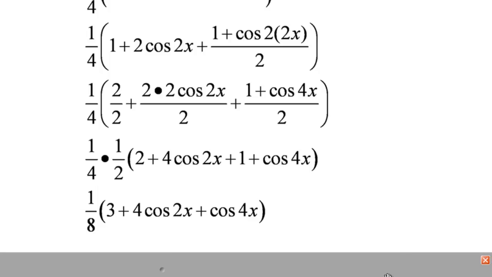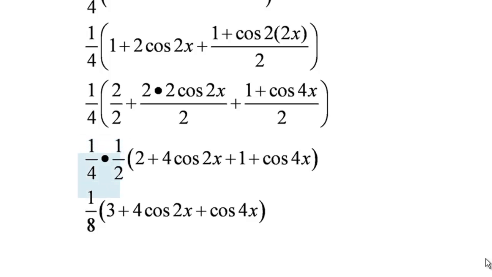And then for the final answer, 1/4 times 1/2 is 1/8. The 2 plus 1 combined to get 3, and then I just rewrote 4 cosine 2x, cosine 4x, and I now have an expression that no longer has any powers on a trig function.